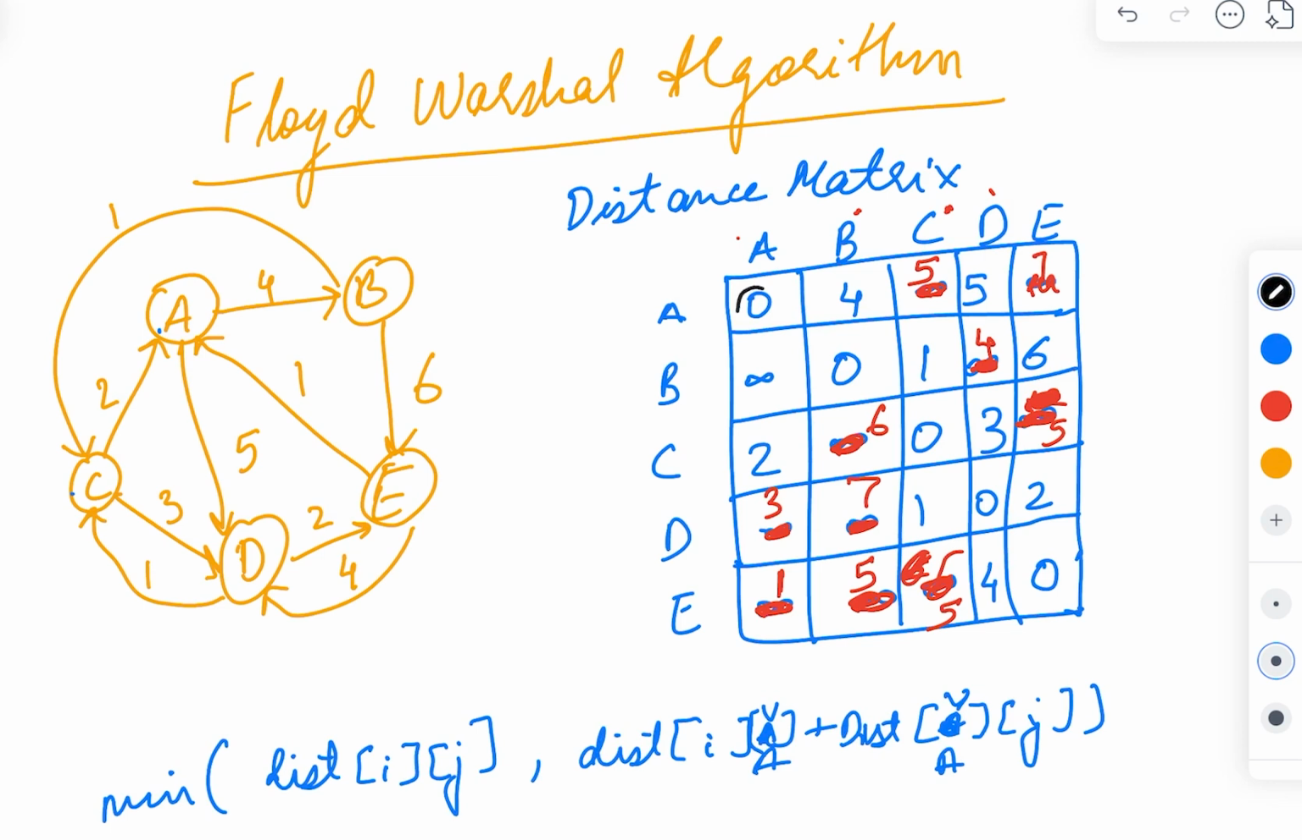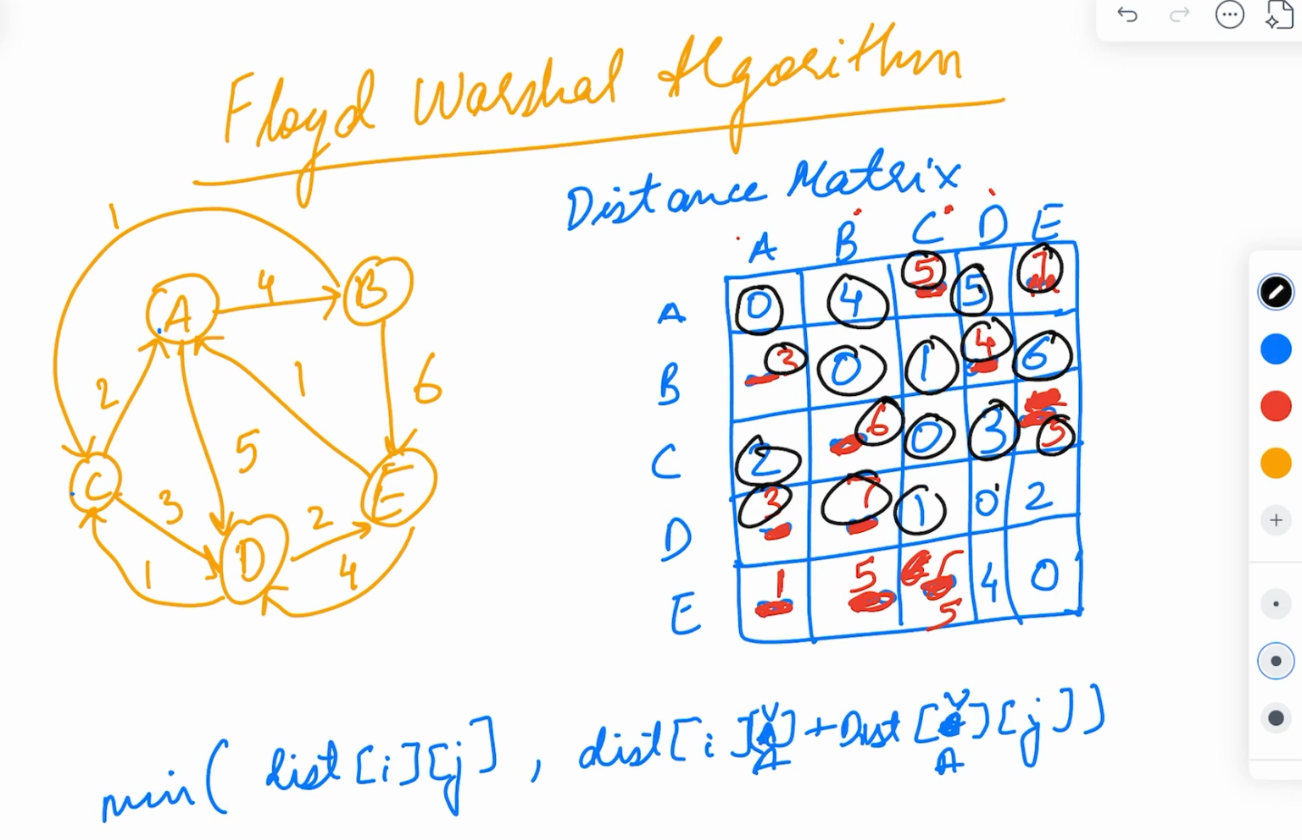0, 4, 5, 5, 7. Did we miss out on 3? On B, let me just calculate here. This is 3. Then 3, 0, 1, 4, 6, 2, 6, 0, 3, 5, 3, 7, 1, 0, 2, 1, 5, 5, 4, 0. So this completes our Floyd-Warshall algorithm.